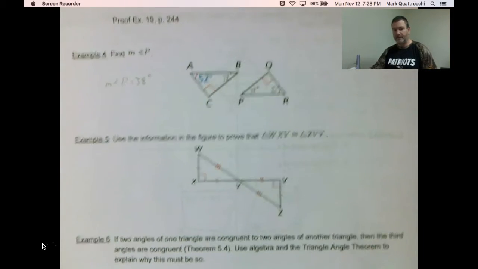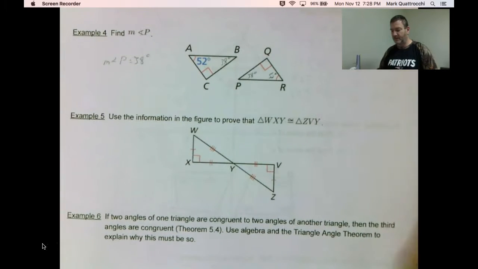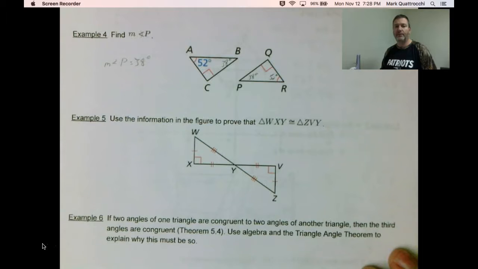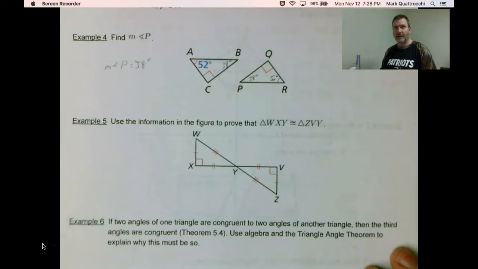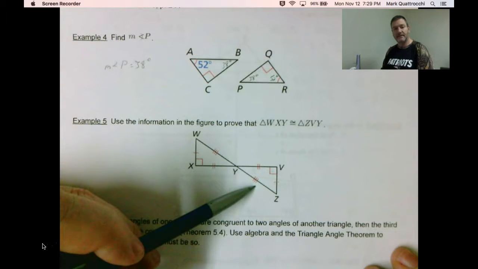Example 5. Use the information in the figure to prove the triangle WXY is congruent to triangle ZVY. So again, we need to show 3 pairs of congruent sides, 3 pairs of congruent angles. Coming up, once we get to sections 5.3, 5.5, and 5.6, which are all grouped together, we will learn some shortcuts for proving triangles congruent, but until such time, you need to show 3 pairs of congruent sides, 3 pairs of congruent angles.